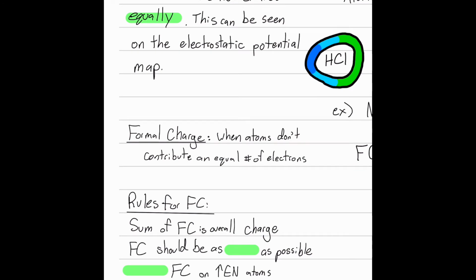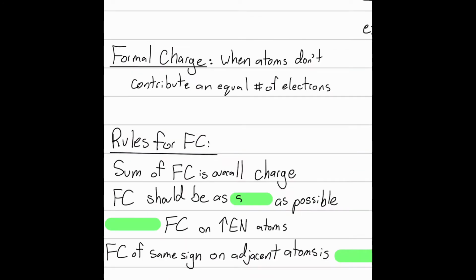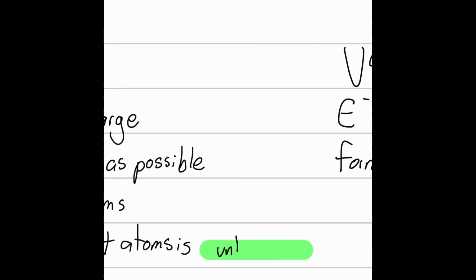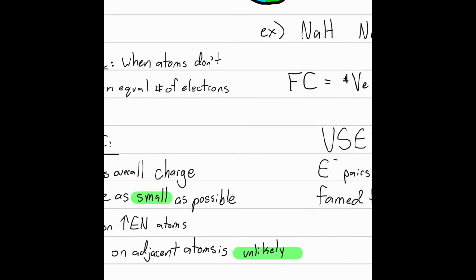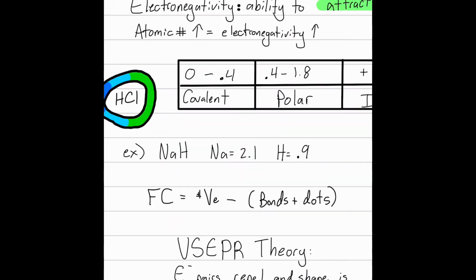When drawing a molecule and figuring out its structure and bonding, it's important that the formal charges are kept as low as possible. Negative charges should be on higher electronegative atoms, and formal charges of the same sign on adjacent atoms is unlikely. Formal charge can be calculated by taking the valence electrons of an atom, then subtracting the bonds plus the dots, being each electron in a lone pair.